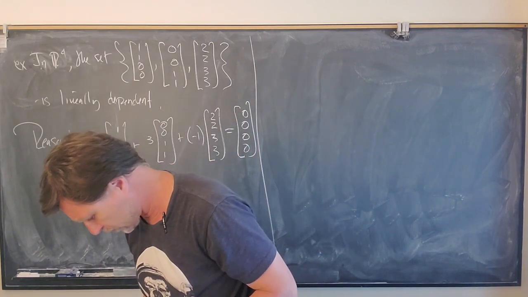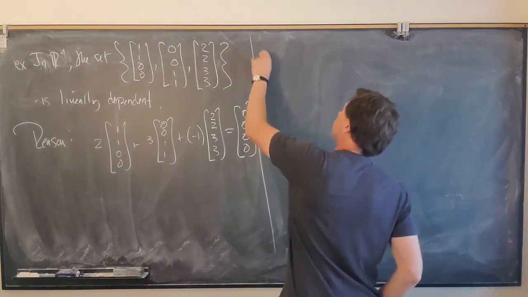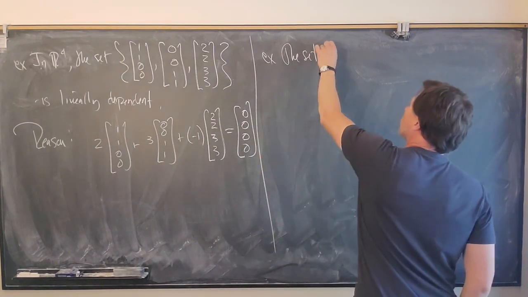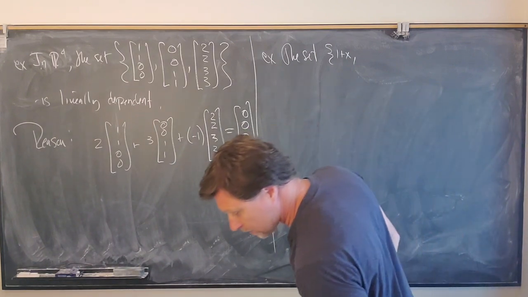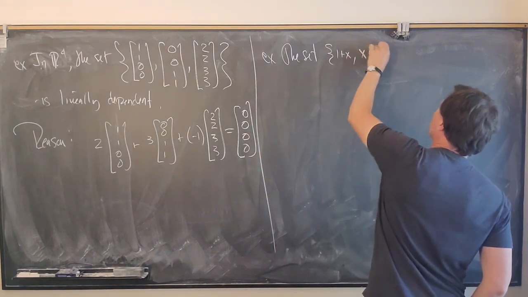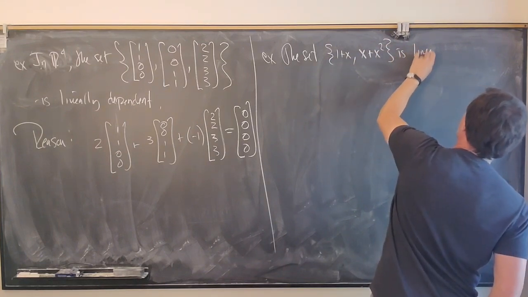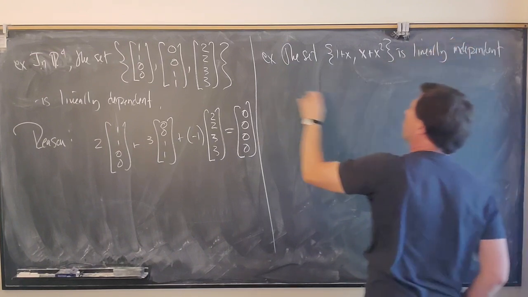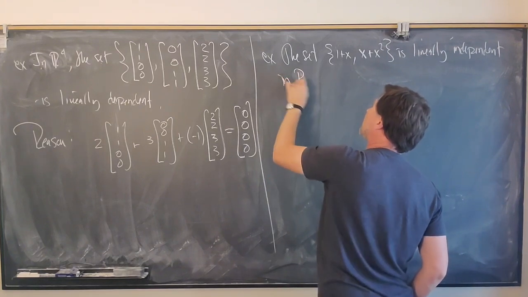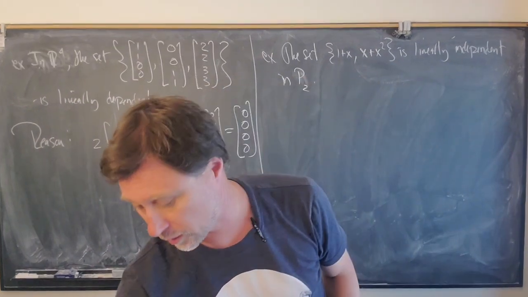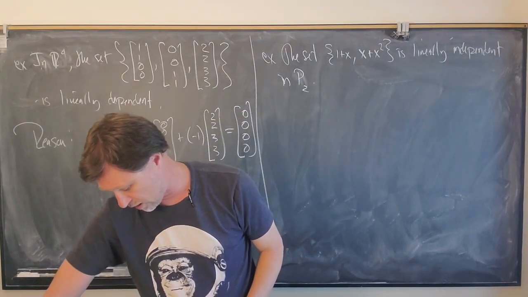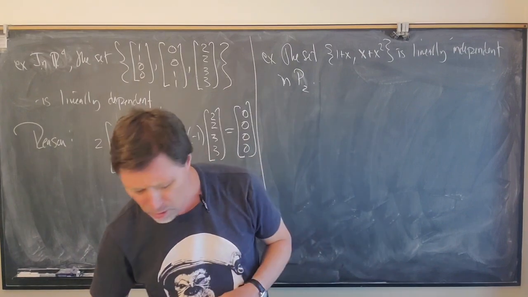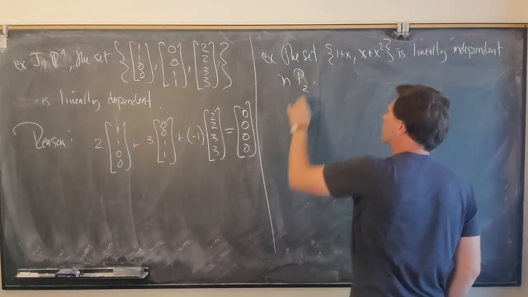Okay, let's move on to a different vector space. So now let's look at P2. So the set consisting of the vectors, polynomials 1 plus x and x plus x squared, is linearly independent. In this case we're working in the vector space P sub 2. Remember, that's the set of all polynomials of degree less than or equal to 2. All right, to show that it's linearly independent, I need to show that the only solution to the equation is the trivial solution.